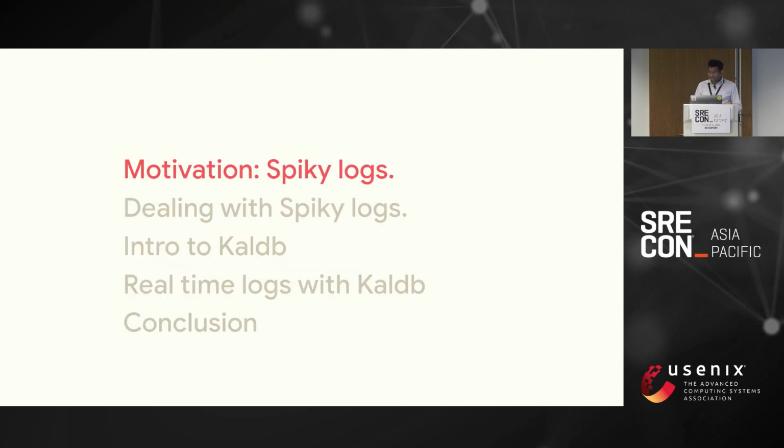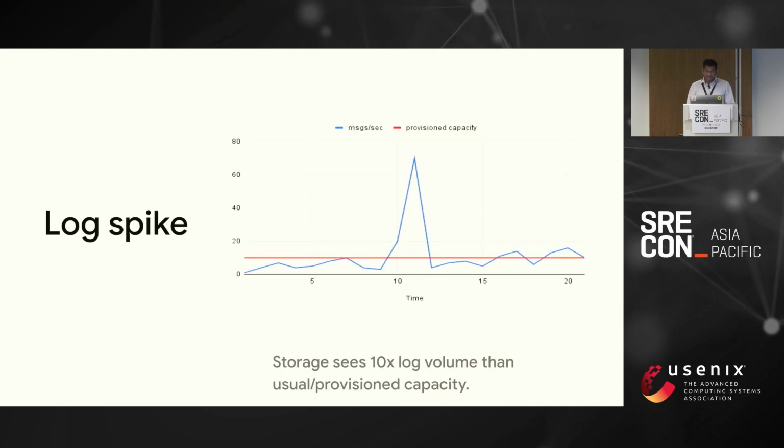Let's see what spiky logs are in this pipeline. A log spike is nothing but you see generally 10 times more log volume than what your system is provisioned for. For example, in the graph here, you can see the red line, which shows the provisioned capacity of the cluster, any storage cluster. And then the blue line is the volume of the logs coming in. A log spike here is an order of magnitude more logs than normal.